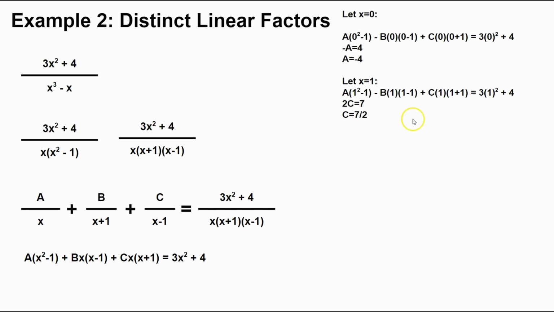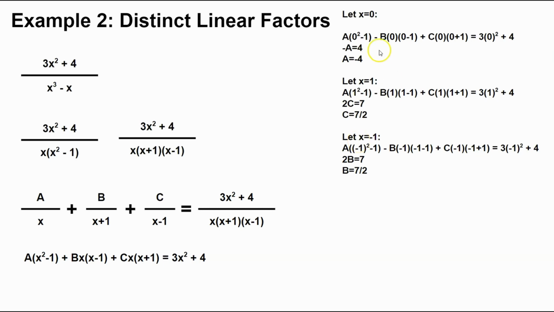Now finally we have to find b. Again, we could use negative 1 to eliminate a and also to eliminate c. So let x equal negative 1. If we substitute negative 1 for each x value, this term gets eliminated and that term gets eliminated. So we're left with b. 2b is equal to 7. b is equal to 7/2, just like c.